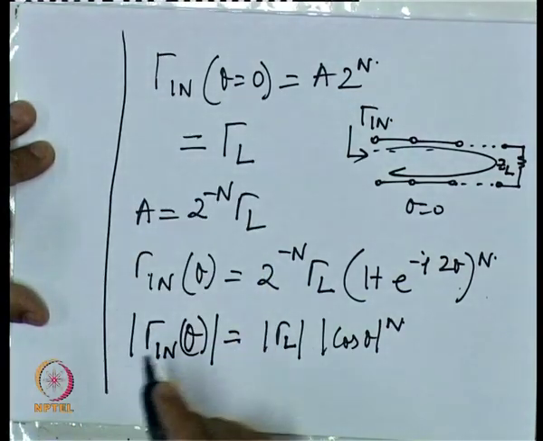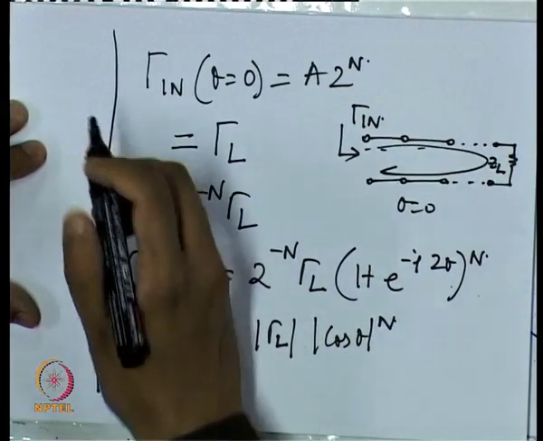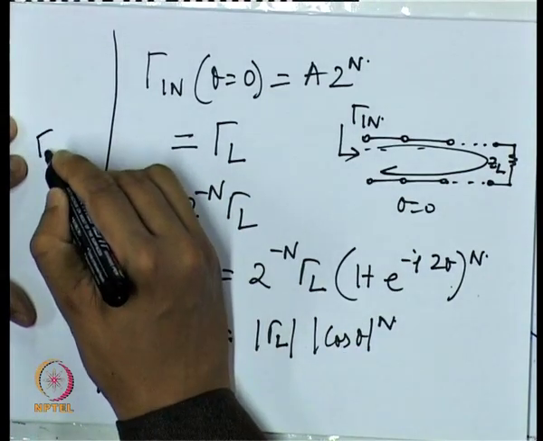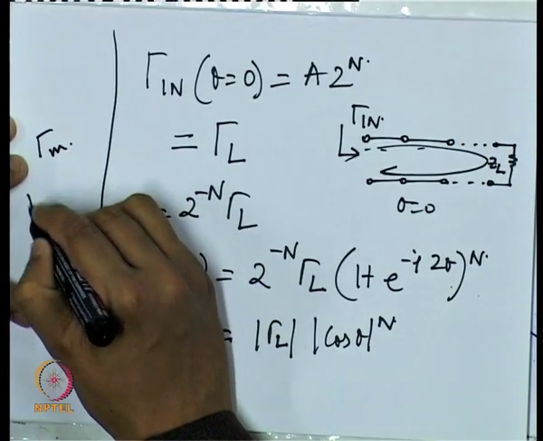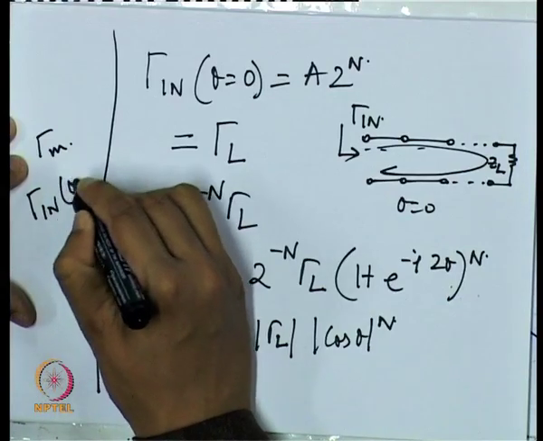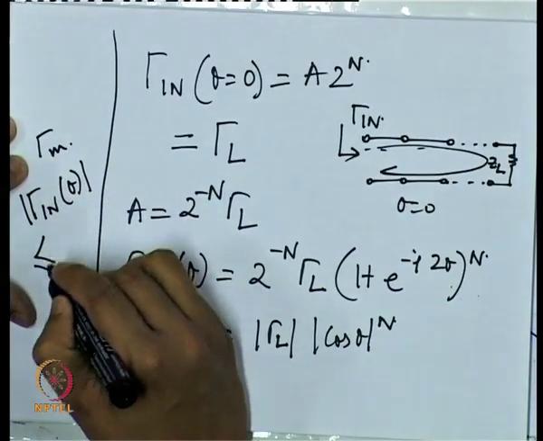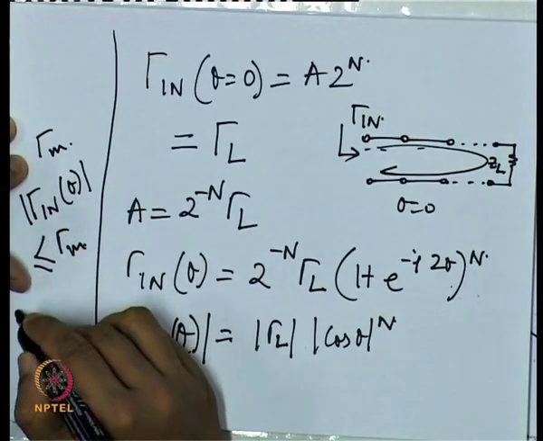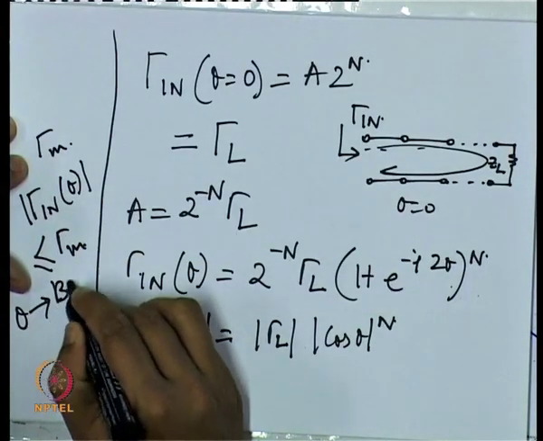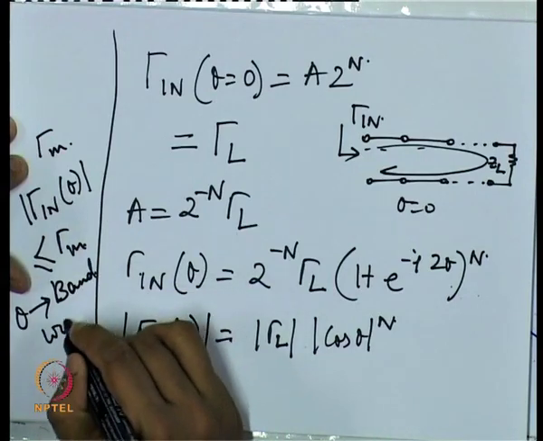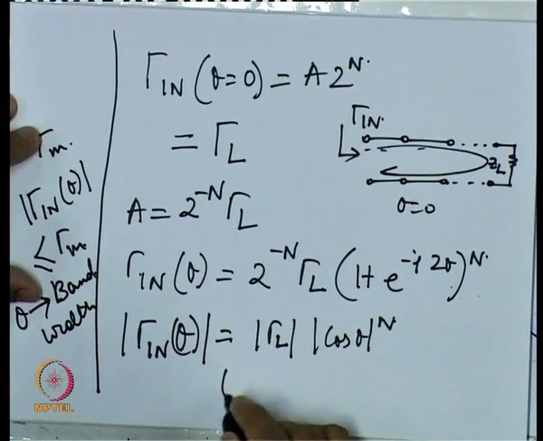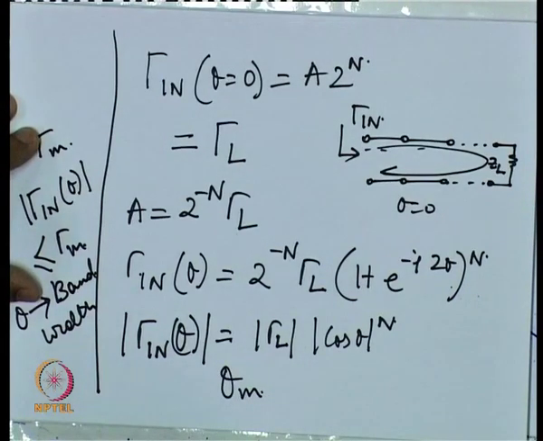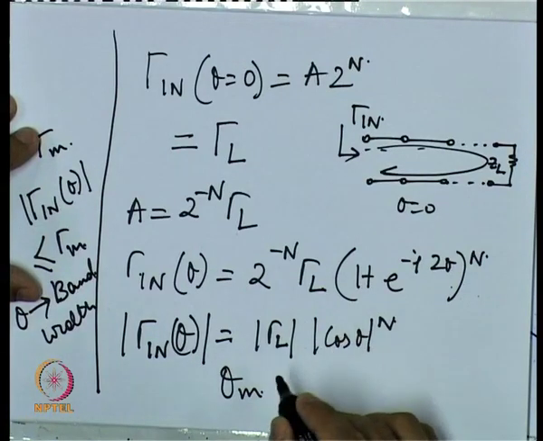bandwidth in the previous lecture, we said that if we take a certain gamma m, and for all values of theta for which the magnitude of gamma in theta is lesser or equal to gamma m, then those values of theta correspond to the bandwidth. That is how we define the bandwidth. So, from here we can find out the value of theta m for which the modulus of gamma in theta is equal to gamma m.